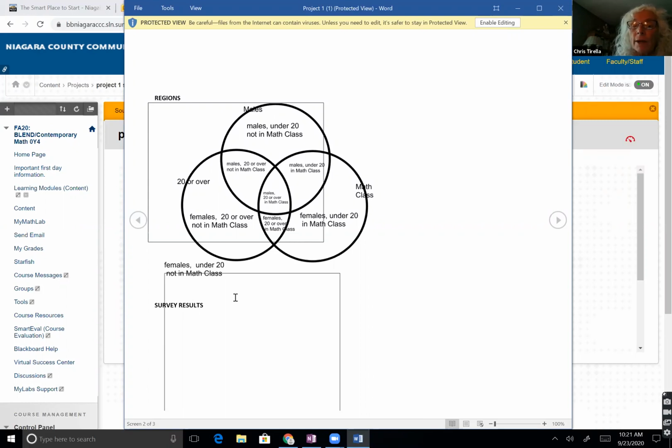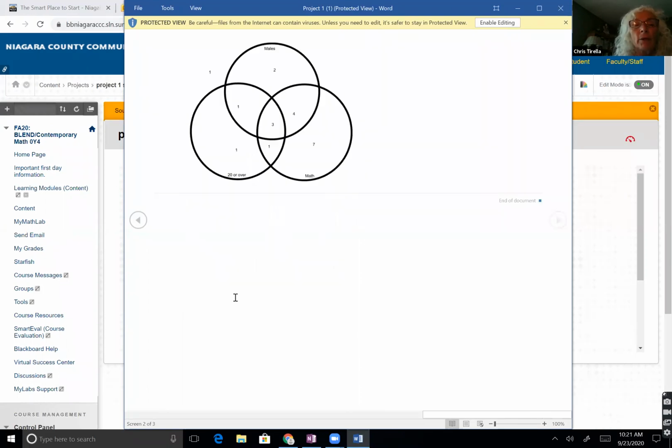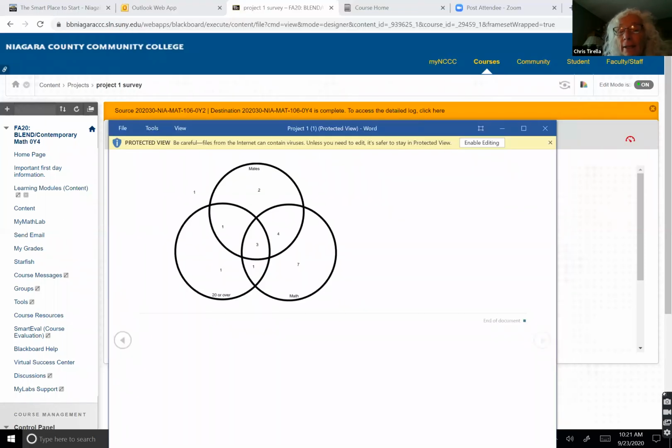Yes. And then your second Venn diagram is going to have the cardinality based on your survey. So for example, in my make-believe survey, there were 7 people who were not male, under 20, taking a math class. There were 3 people who were male, 20 or over, taking a math class. So then put the cardinality in each region. All right?